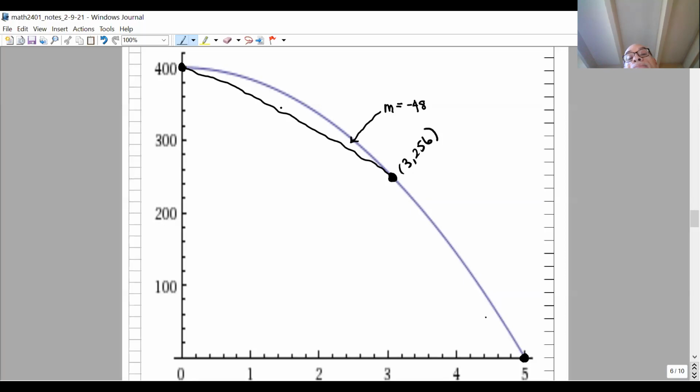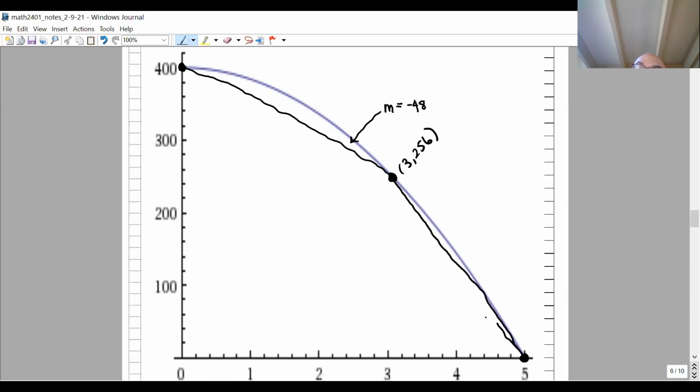By the way, what's that line called that connects these 2 points on the curve? Secant line. Yes, that's just a secant line. Now we're going to calculate the average rate of change from 3 to 5. So we're going to calculate the slope of this secant line, the average rate of change from 3 to 5.